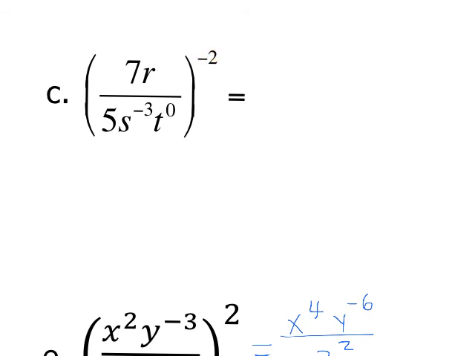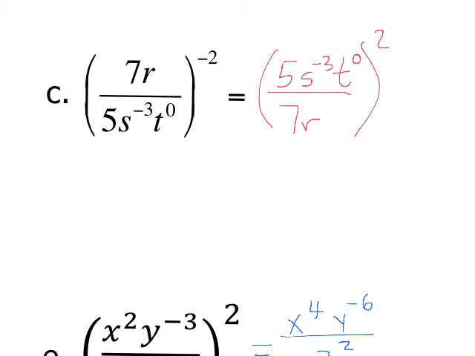Flip. So if this negative 2 exponent tells me to flip all of this stuff, that's what I'm going to do first. So I'm going to put the stuff that was on top, 7r, on the bottom. And I'm going to put the stuff that was on bottom, 5s to the negative 3, t to the 0 on top. And now what should my outside exponent be? Now that I've flipped. When we flip, what do we do with the exponent? Make it positive. So it should be a positive 2 exponent now. Y'all see what I did there? All I did was flip the inside fraction and make my outside exponent positive.